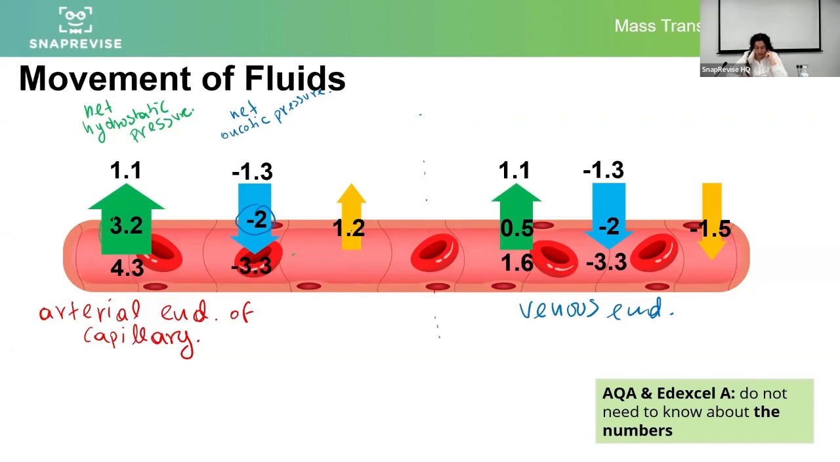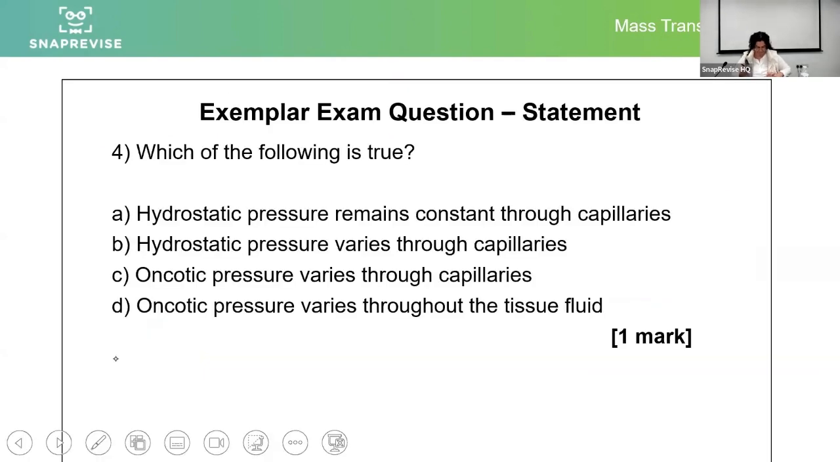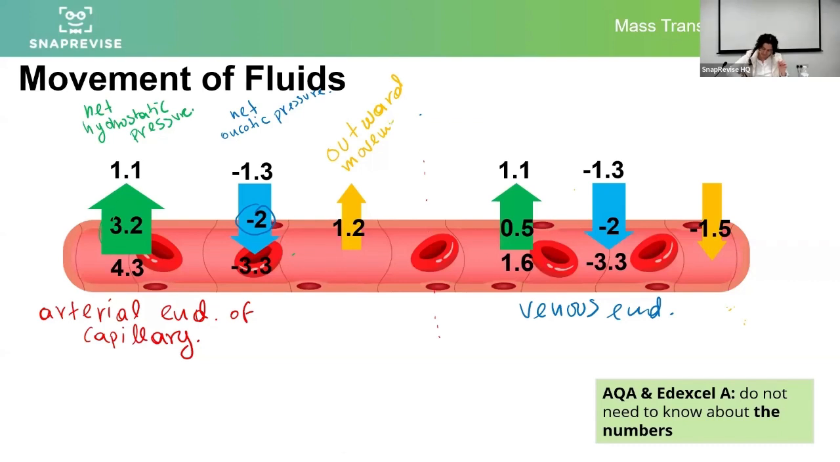And so finally, what is going to be my net movement of liquid? Well, obviously here the hydrostatic pressure is bigger than the oncotic pressure. So my net movement is going to be outwards. Outward movement of flow. Let's now look at the venous end.